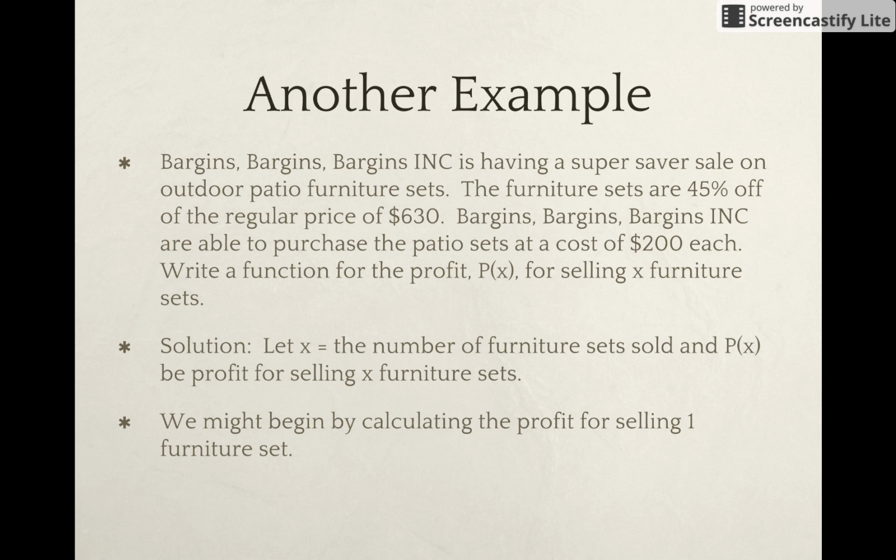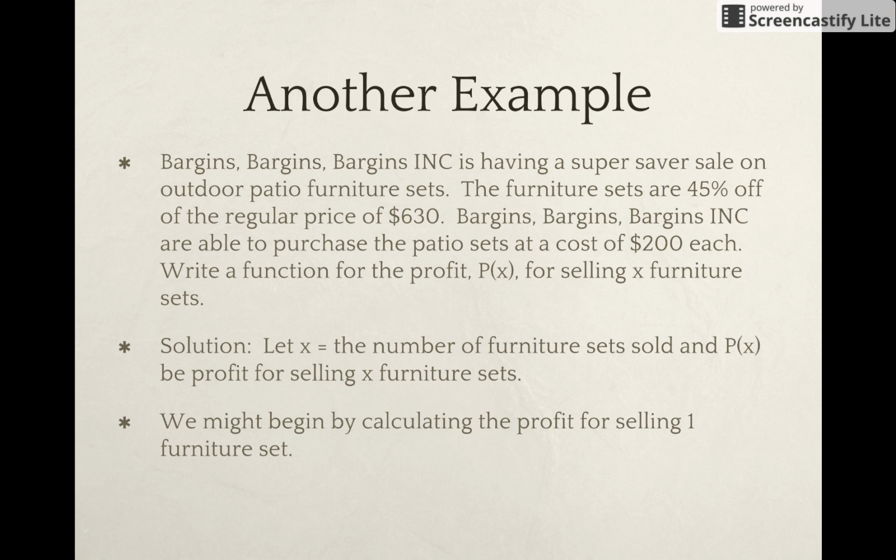Here's a second example. Bargains, Bargains, Bargains Incorporated is having a Super Saver sale on outdoor patio furniture sets. The furniture sets are 45% off of the regular price of $630. Bargains, Bargains, Bargains Incorporated are able to purchase these patio sets at a cost of $200 each. Write a function for the profit, we'll call it P of x, for selling x furniture sets.